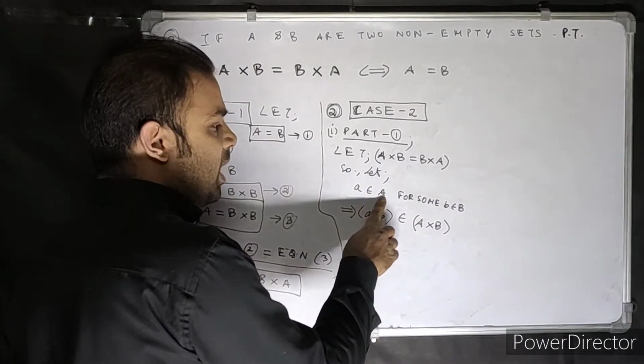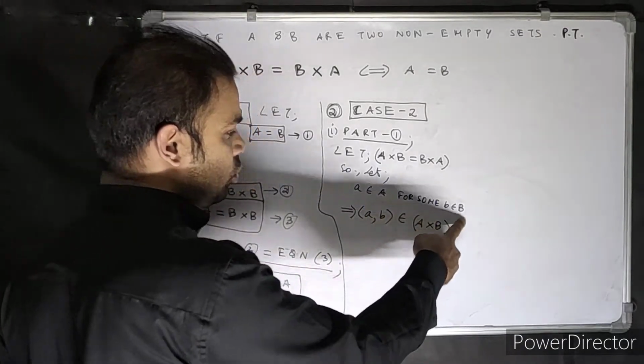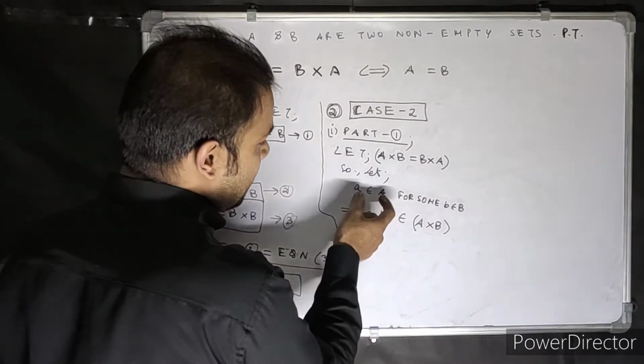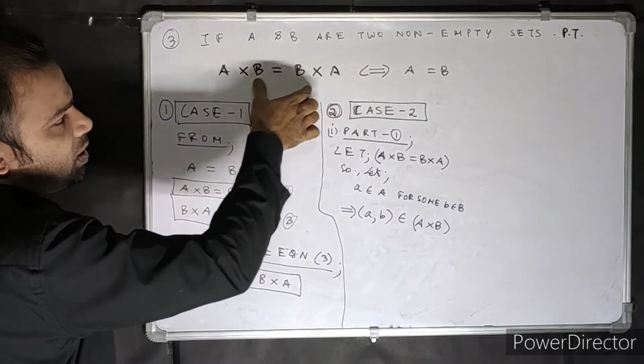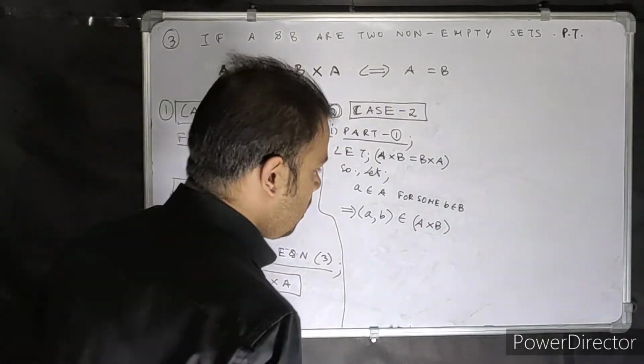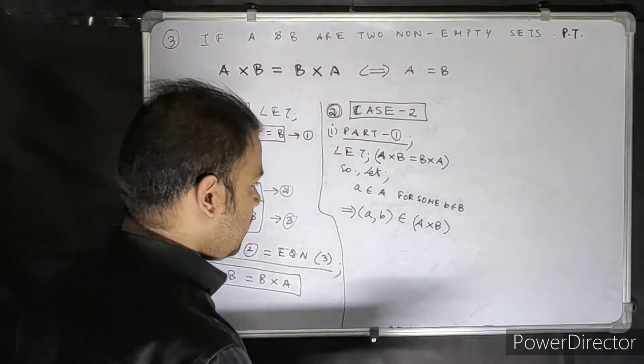If I started from a belongs to A for some b belongs to B, then at last I can get that a belongs to B. Because I have to prove this part. I started with this, I have to prove this. Look how I'm doing it, then you'll understand.